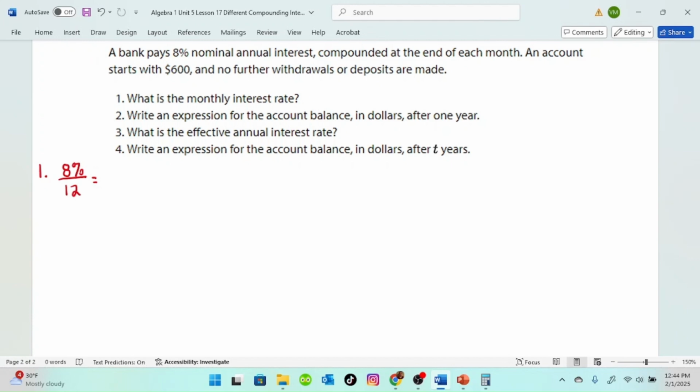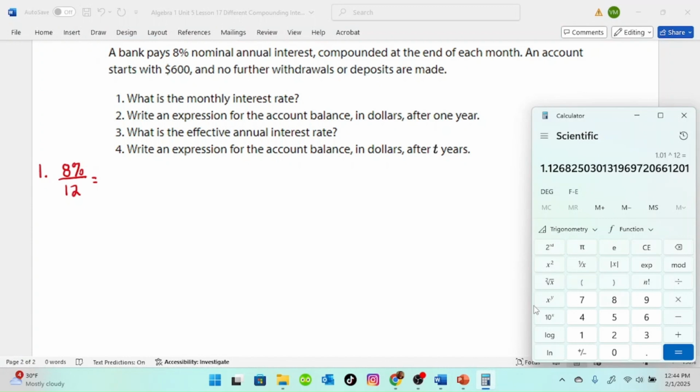So this becomes 8 divided by 12, which is about 0.67%.